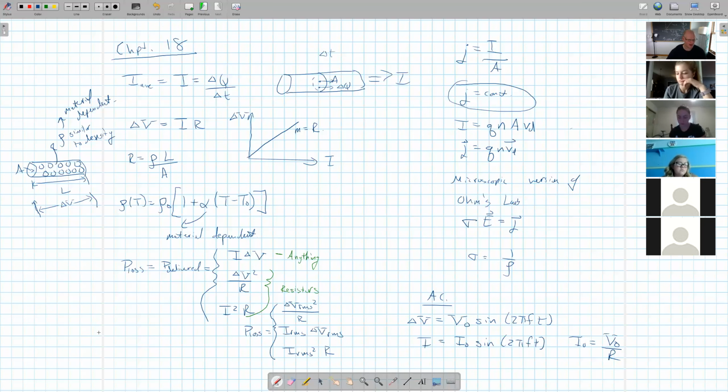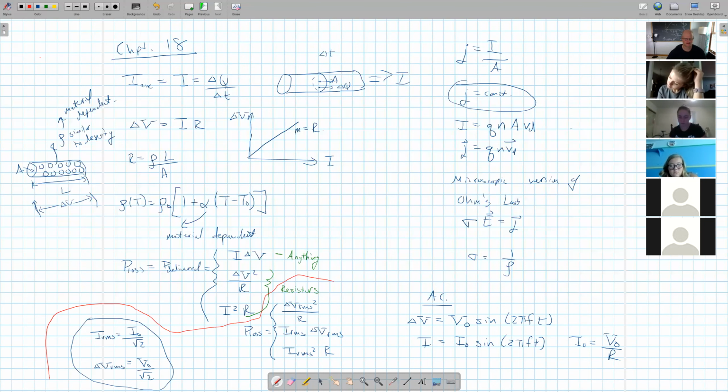Where remember that RMS current is equal to the peak current divided by the square root of 2, and the RMS potential is equal to the peak potential divided by the square root of 2. So that's these guys. I'll separate that. Good. So all that's AC.